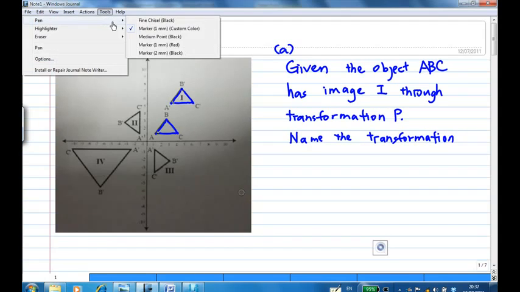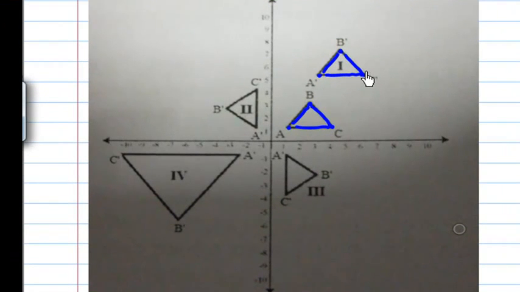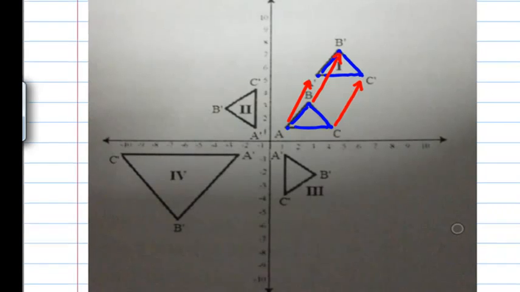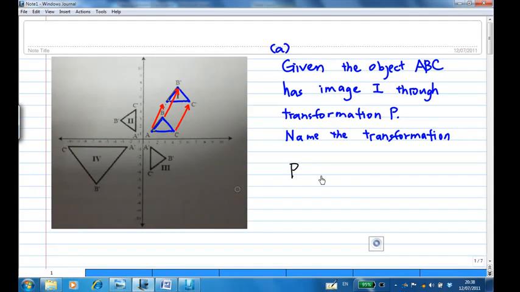We can see from the diagram, the transformation P is a translation. Notice that this is a translation moving to the right and upwards, say C to C prime, B to B prime, A to A prime. So you can see that they all move in the same direction. Therefore, P is a translation. So you can write the answer. P is a translation.